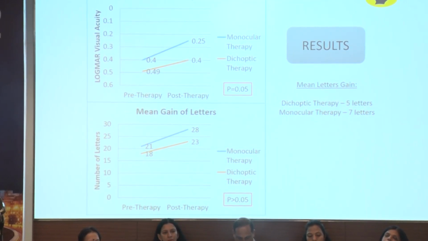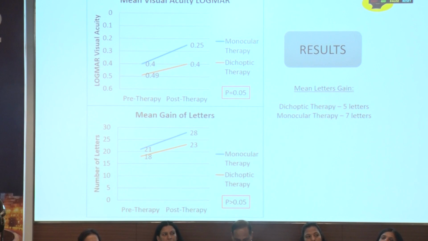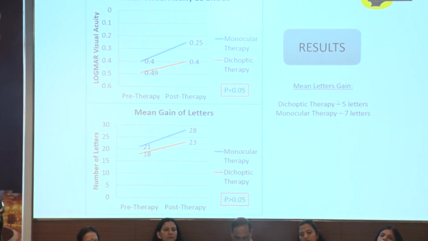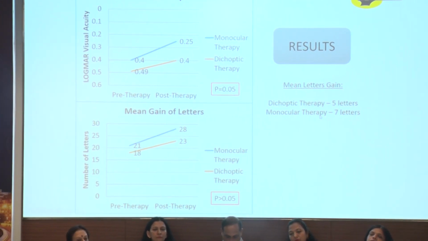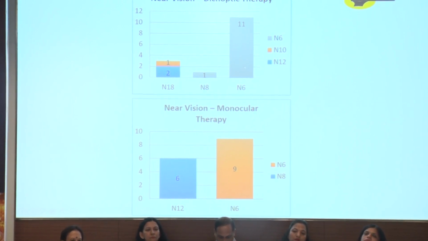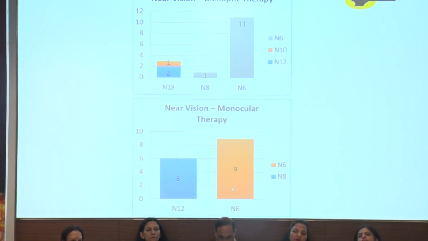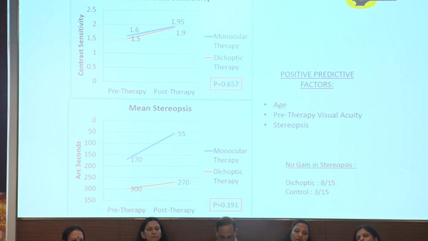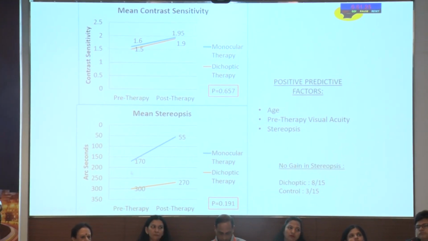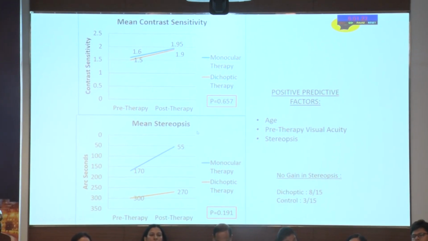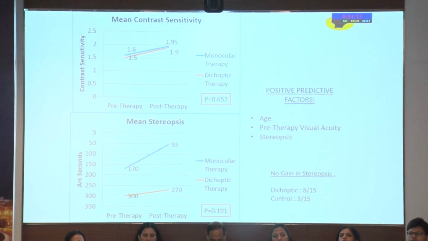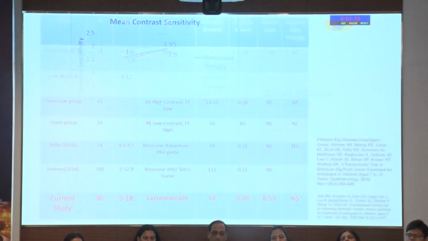When it comes to logMAR visual acuity, we found that there was a good improvement in both the groups. Mean gain was 5 letters in dichoptic therapy and 7 letters in monocular therapy. In terms of near visual acuity, 11 improved to N6 in dichoptic therapy and 9 in monocular. Mean contrast sensitivity improved from 1.5 to 1.9 and 1.6 to 1.95. Mean stereopsis went from 300 to 270 and 170 to 55. Almost all were not statistically significant. The positive predictive factors were age, pre-therapy visual acuity, and stereopsis.